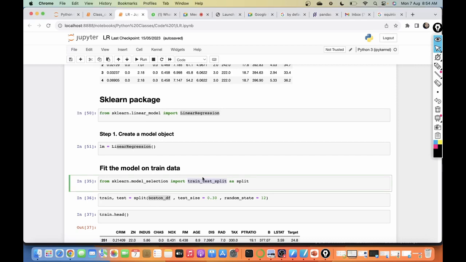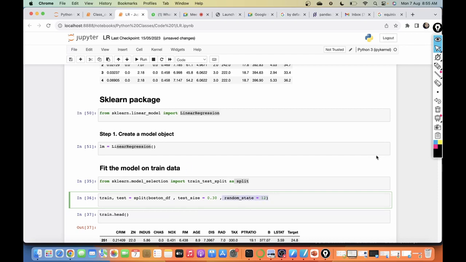So once we imported train test split, now inside we need to provide the data frame. So we have provided boston underscore data frame. We need to provide the test size, or by what percentage you need to create the test; the rest will go into the train. So I have given 30%. Why have we used a random state?